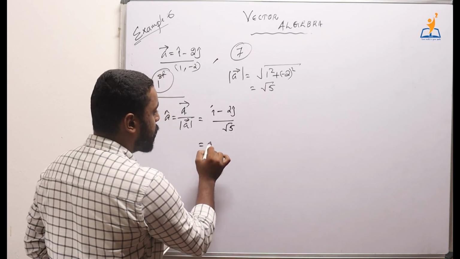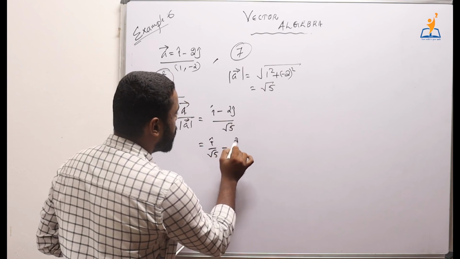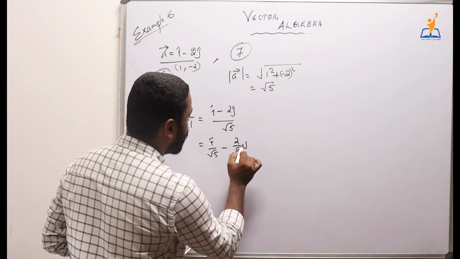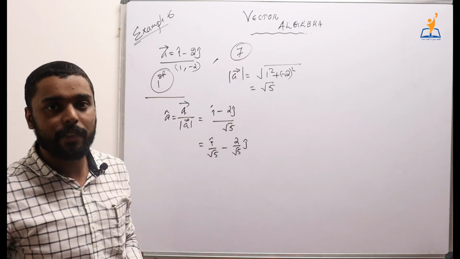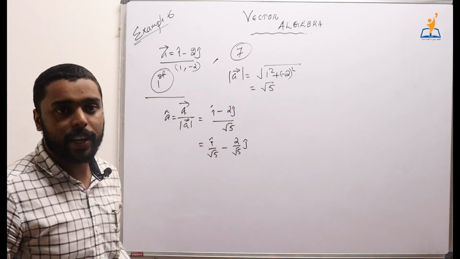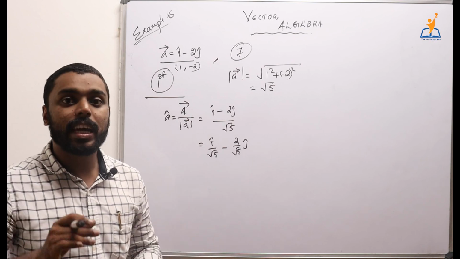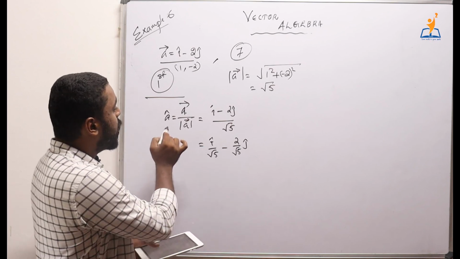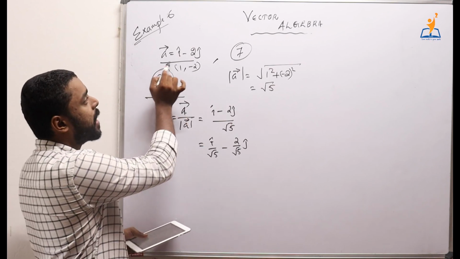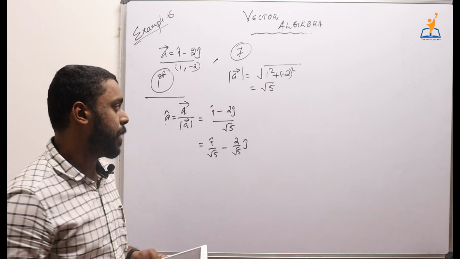We can split it so that i cap divided by root 5 minus 2 by root 5 into j cap. Now we have to find the vector with the magnitude 7 units. This is the unit vector. We can multiply the unit vector with 7. We get a new vector whose magnitude is 7 units. Also, this unit vector is in the same direction as that of this vector. So the new vector will also have the same direction.